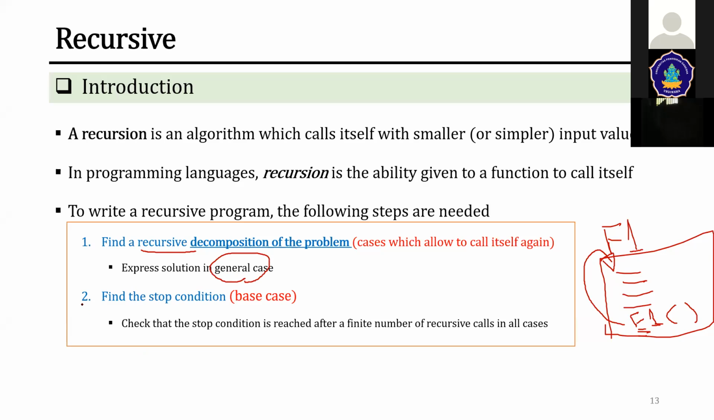The second step is to find the stop condition, also called the base case. The base case is a condition that allows us to stop the recursion. We know that recursion calls itself again and again, so we should find the base case where it should not call again. When it reaches this condition, the function will stop and not call itself anymore. That's the thing that we are focusing on.